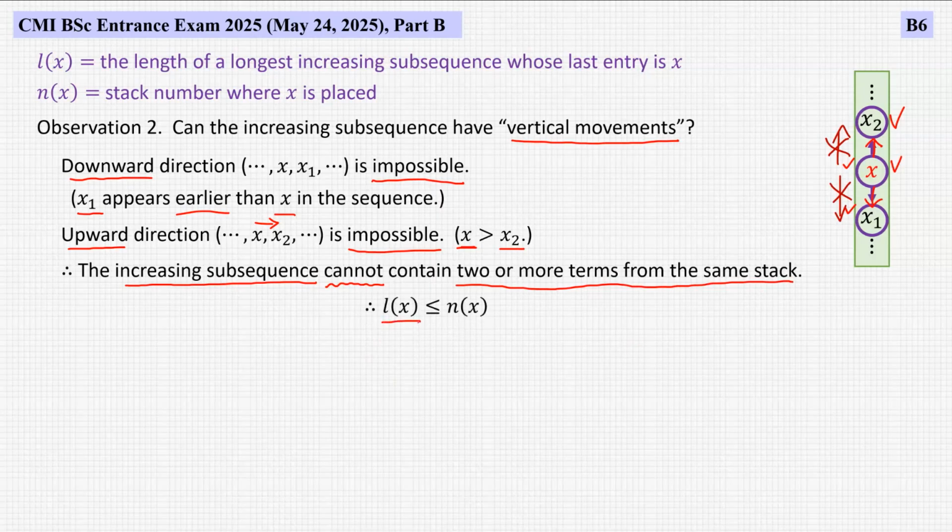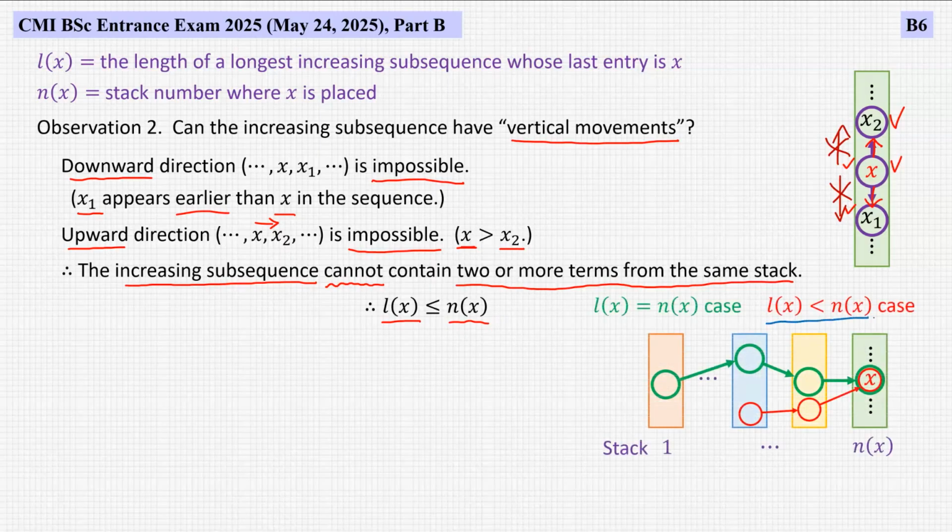This means that L of x, the length of the longest increasing subsequence, must be less than or equal to the number of stacks n of x. Here, L of x being strictly less than n of x occurs when an increasing subsequence does not contain entries of every stack. We have already found out that such a case is impossible from observation 1, but I'm just stating what can be inferred by this sentence alone. So combining our two observations, we finally have our guess proved, which is that the length of the longest increasing subsequence up to entry x is equal to the stack number where x is placed.